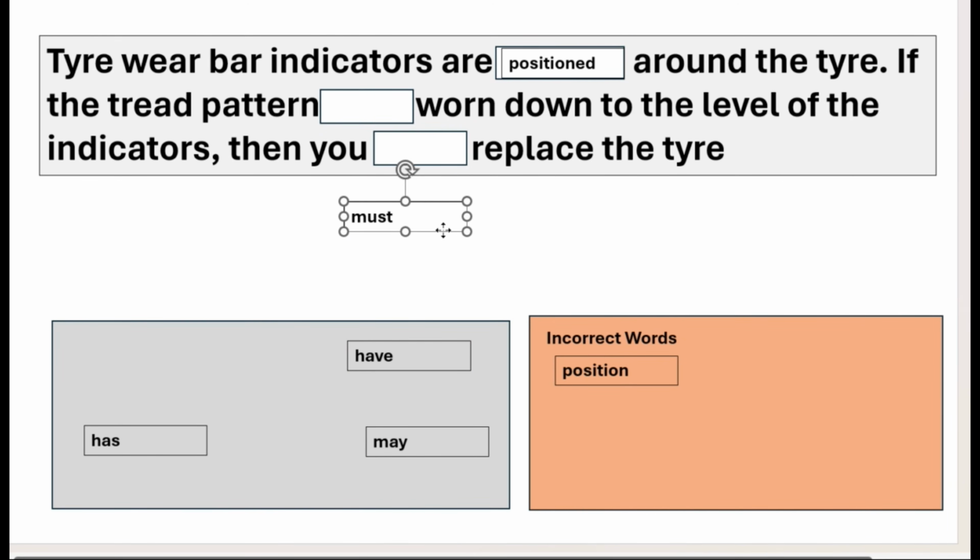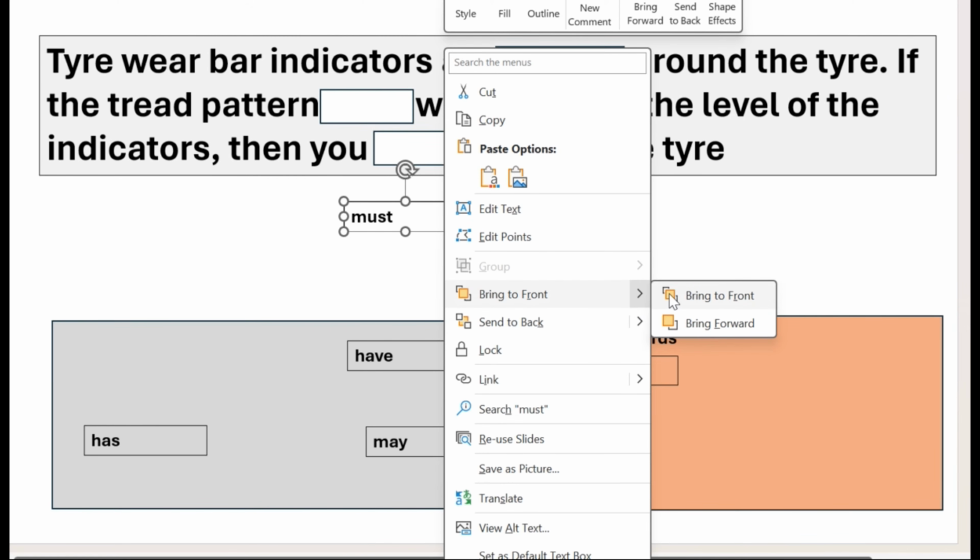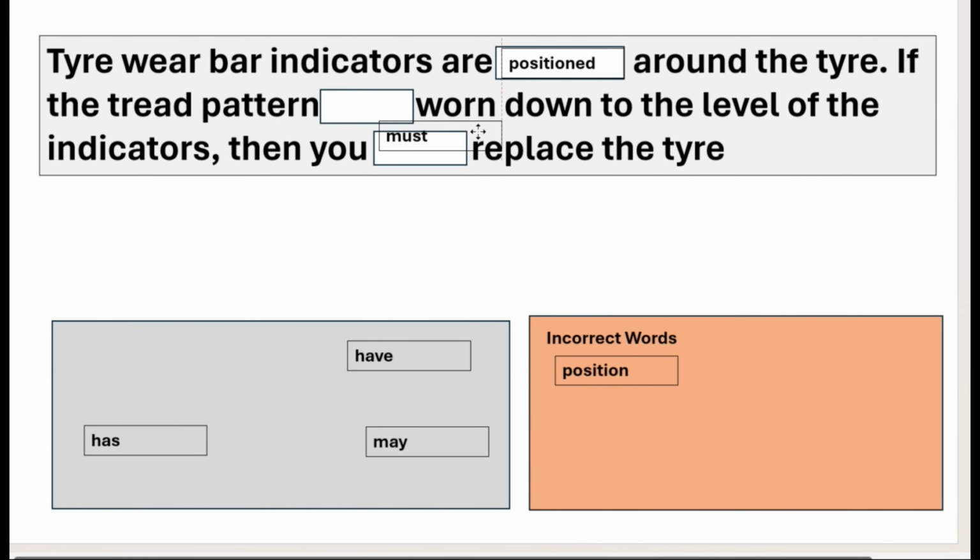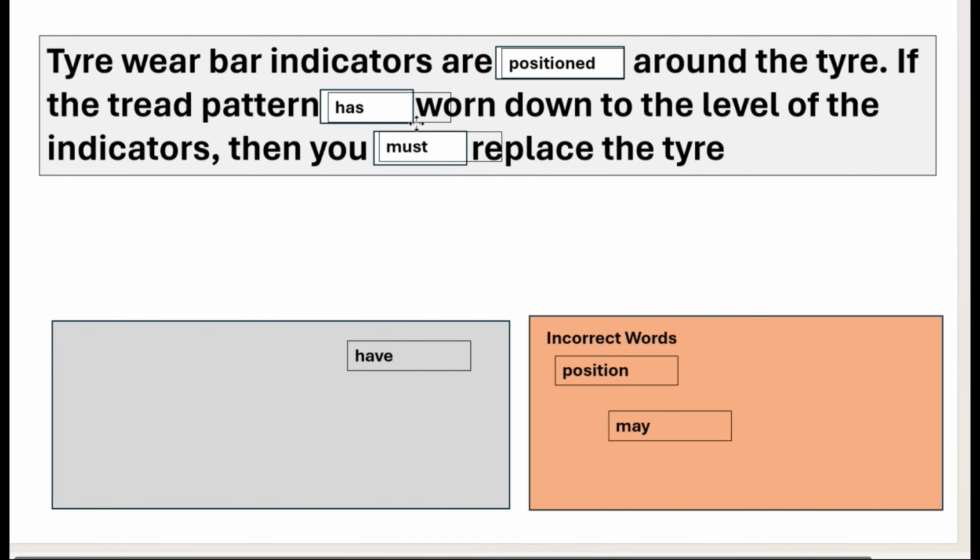Okay, we have some issues again. Okay, it should be must. So then you must replace the tire, and so may will not be there. There is a lot of difference between may and must, you know. May means you can do it, or if you wish you can not do it. But must means you have to do it. Okay, what is going to happen? If the tread pattern have or has, it should be has, because this is third person singular number again. So have will not be there.